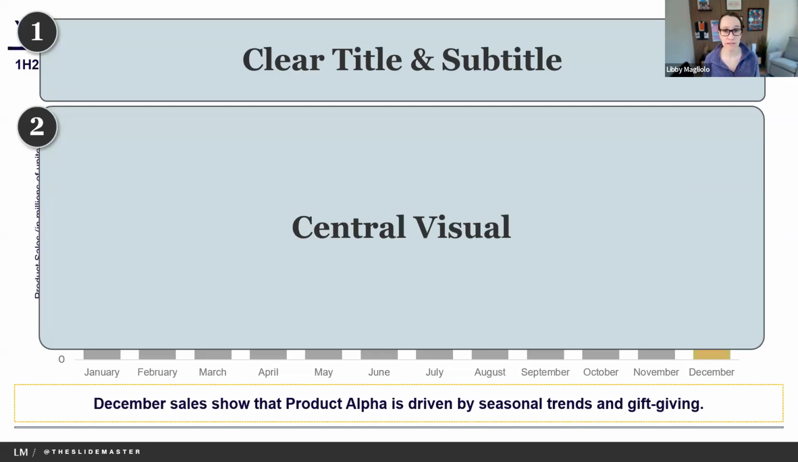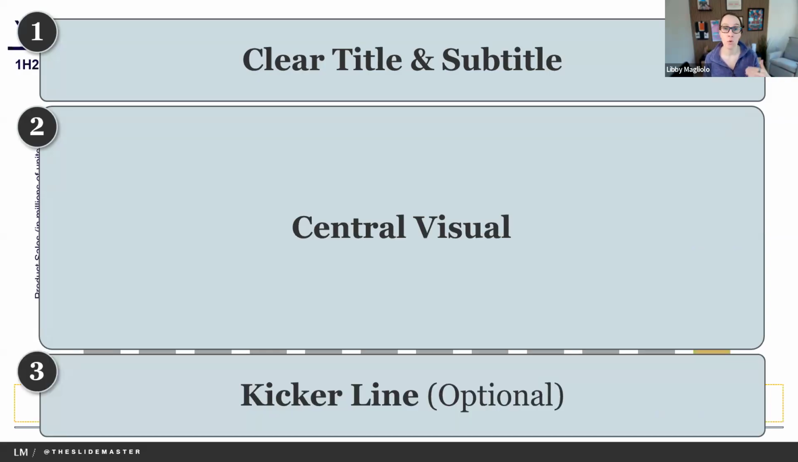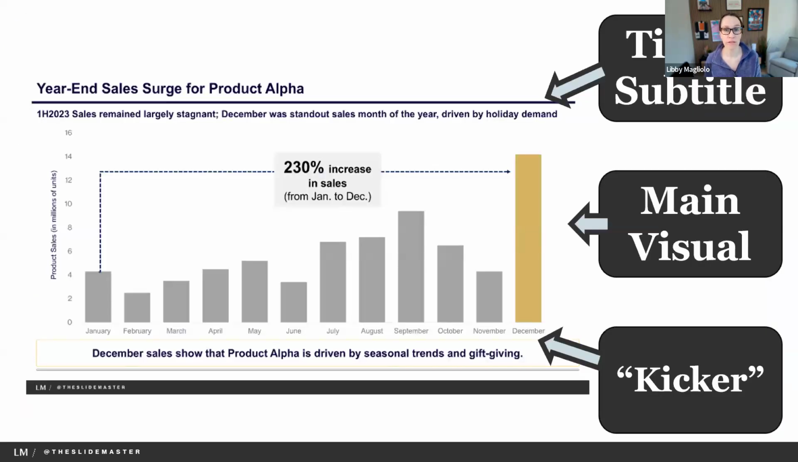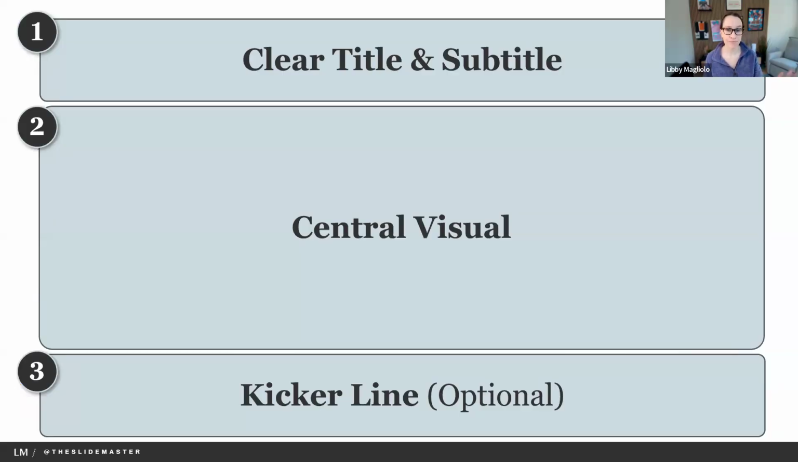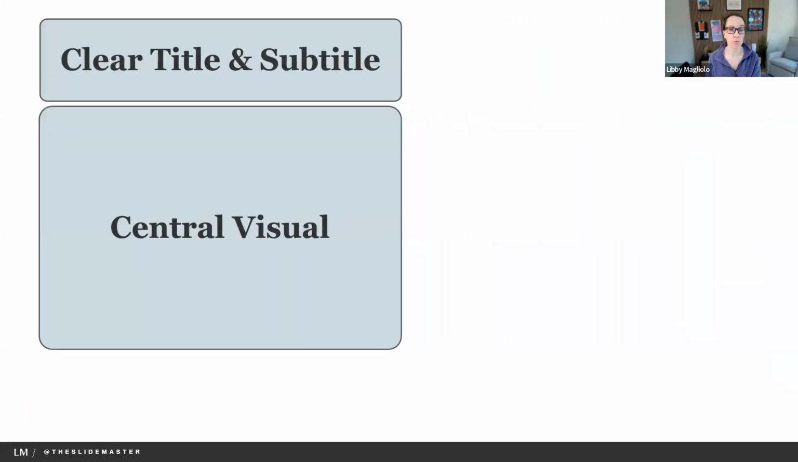So we have a clear title and subtitle that function as headlines for the slide. They tell us what's going on. And then we have a visual that helps to illustrate that headline. We also have something at the bottom called a kicker line. Think of it as kind of a secondary subtitle that helps drive home the insights and the points. That's all a slide has to be: a clear title and a visual that supports that title. It does not have to be more complicated than that. Clear title, visual, kicker line if you would like.